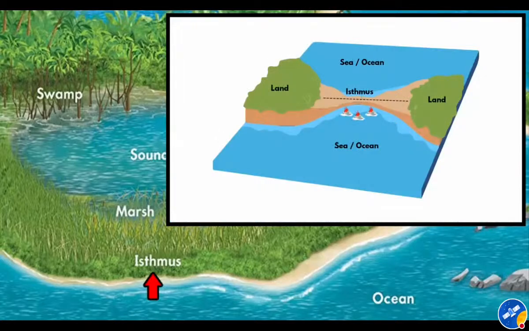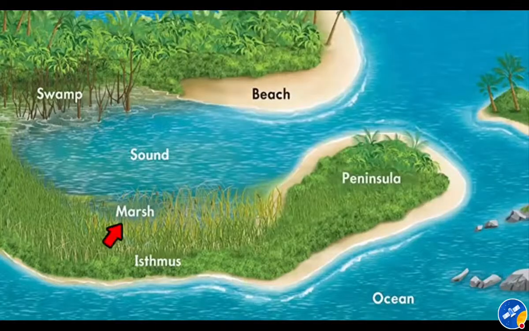Now coming to its formation, an isthmus can be formed by volcanic activity, which then creates seamounts, which then form a chain of islands and block water on either side, forming an isthmus. This is how the Isthmus of Panama was formed. Another way an isthmus is formed is when there is a drop in the sea level, which will then expose more land, and this is also an isthmus. The next term is marsh.